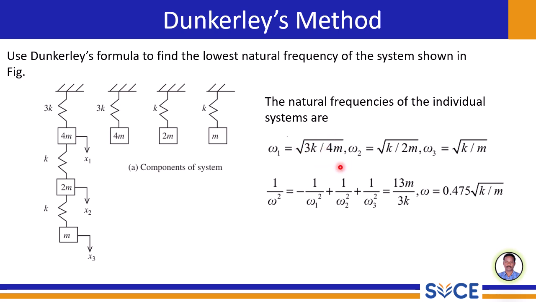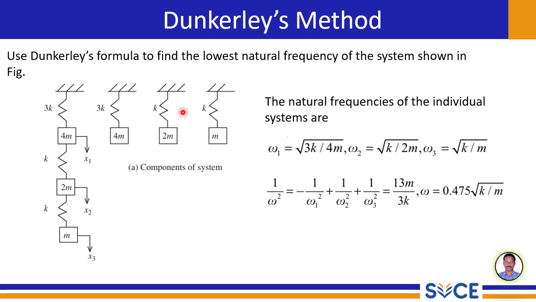The slide directly uses this value, which would be the case if there was only one spring stiffness 3k supporting the mass 4m. So it is very important. We are only considering the 4m mass is connected to 3k. We are neglecting the k term at this point.